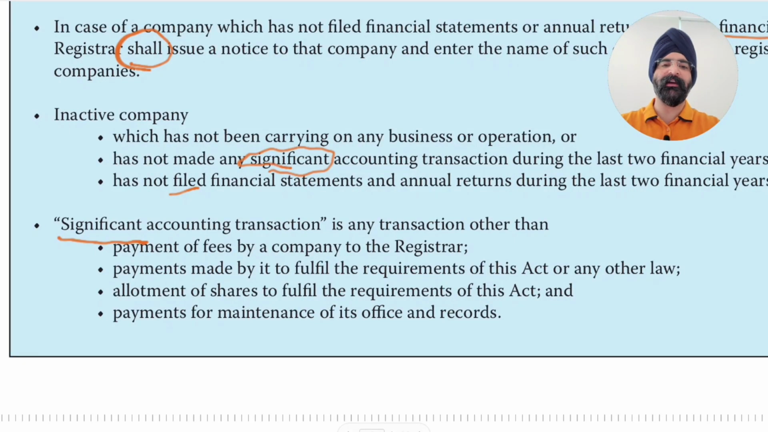Allotment of shares to fulfill the requirement of this act. Again, allotment is only for the purpose of fulfillment of the requirement of this act, then it is not a significant accounting transaction. And payments for maintenance of its office and records. So basic office, basic infrastructure is being maintained, and records are being maintained in correct order. If these basic requirements are fulfilled and the cost is incurred, transactions are done, then these are not significant accounting transactions.